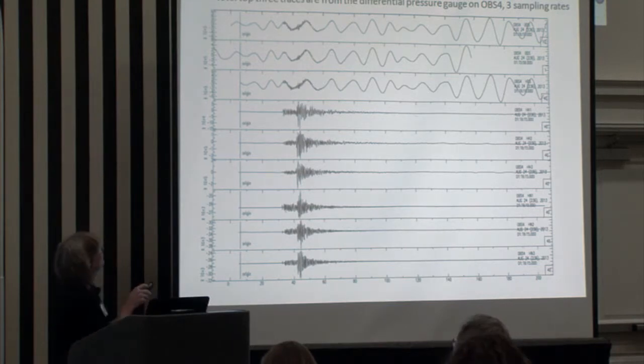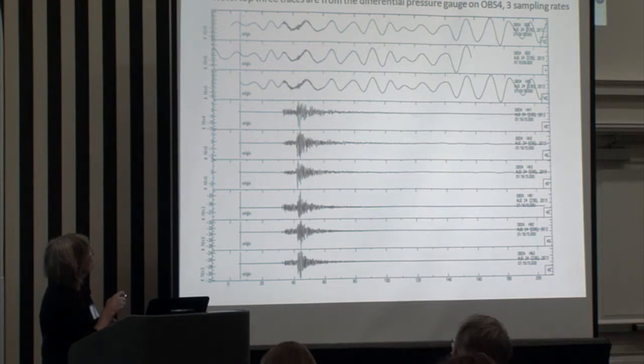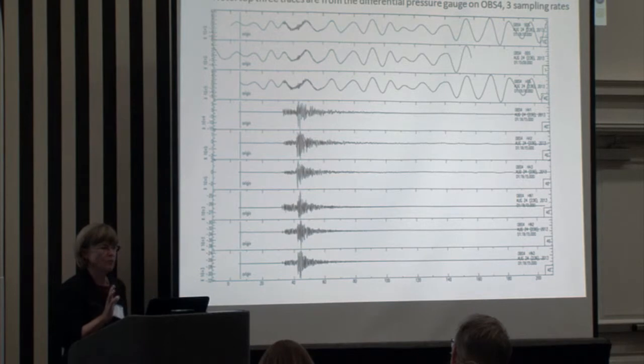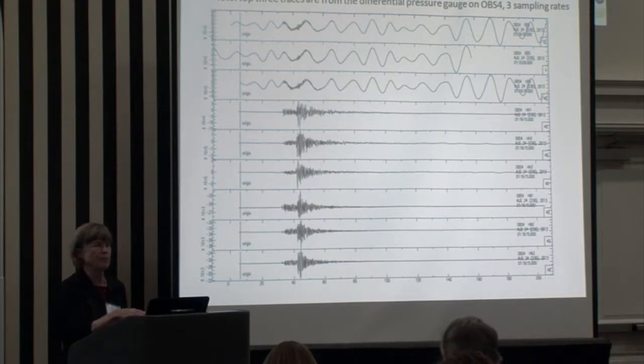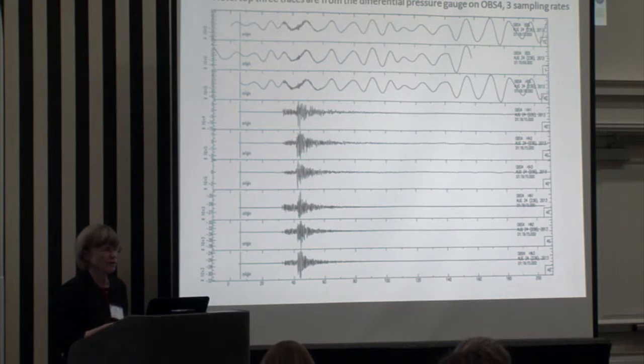So you can also see that the pressure gauge can record the event. And when this is magnitude 4, so when they're big enough, the ocean noise basically goes away. I mean, the amplitudes of the waves are larger than the ocean waves.